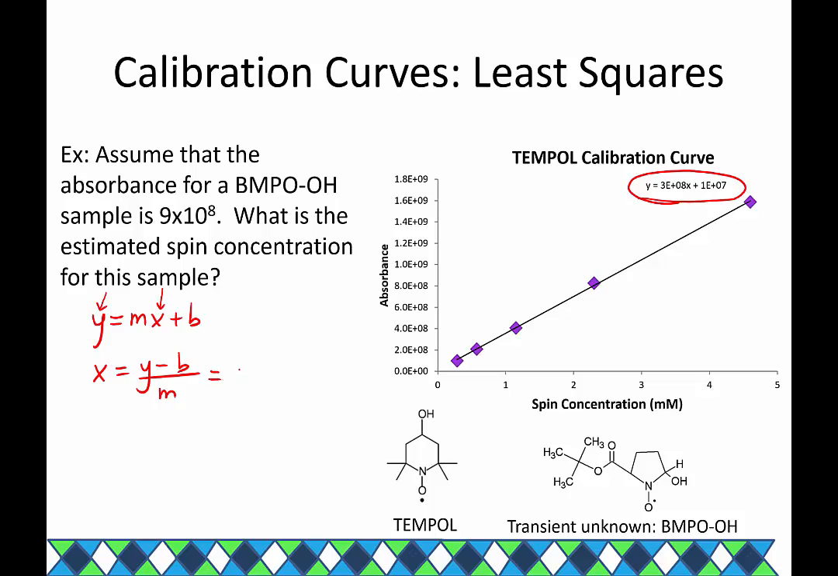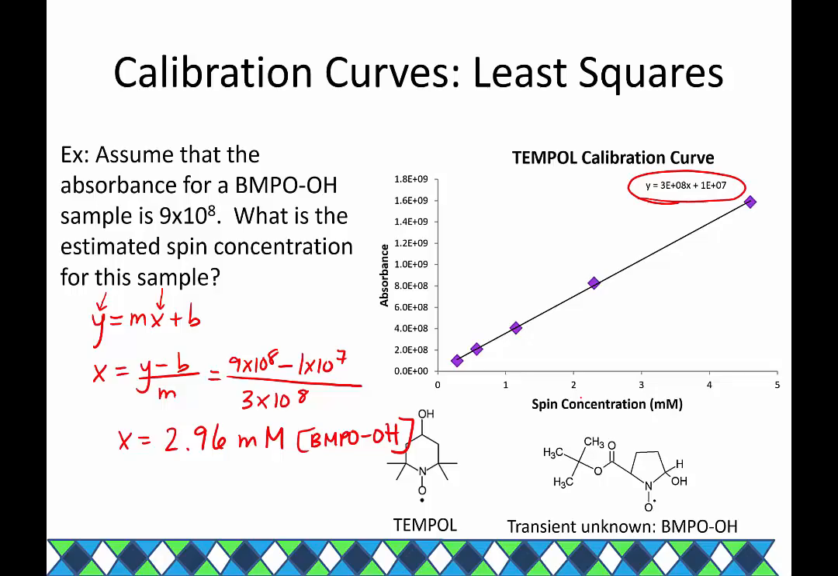And in this case, y is 9 times 10 to the 8th, b is 1 times 10 to the 7th, and our slope is 3 times 10 to the 8th. So when we solve for this, we get that x is equal to 2.96 millimolar of our BMPO-OH concentration.